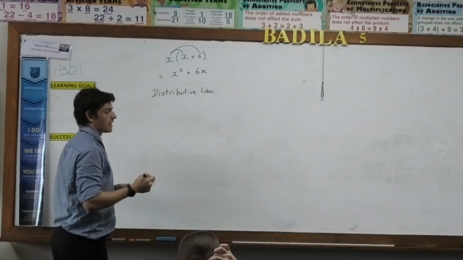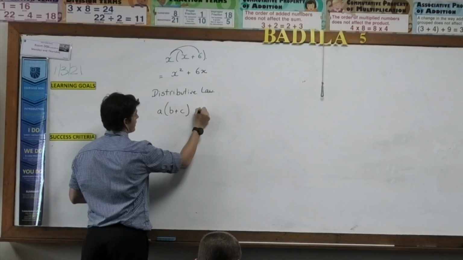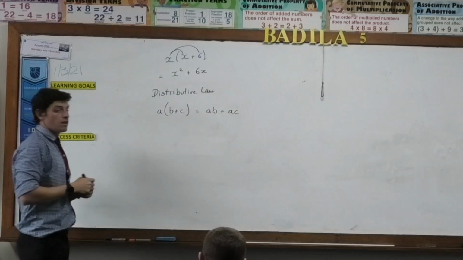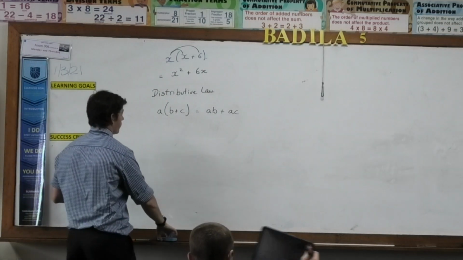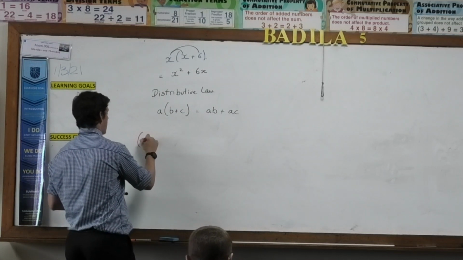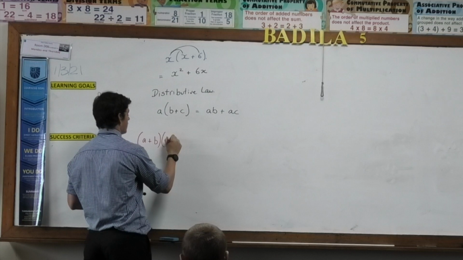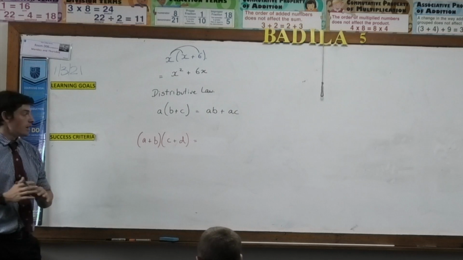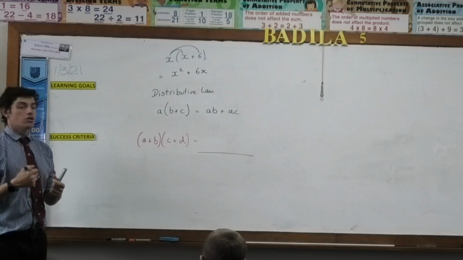the distributive law, Sam, states that A times B plus C is equal to AB plus AC, correct? And we went through and we looked at what happens when we shove some numbers in there. So what I want to look at today is if I've got a bracket A plus B times C plus D, what does that equal? Now I'm going to let you answer that later. We're going to come back to that. But let's go through some examples.